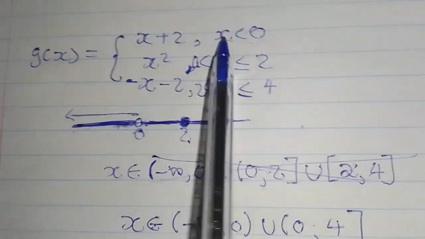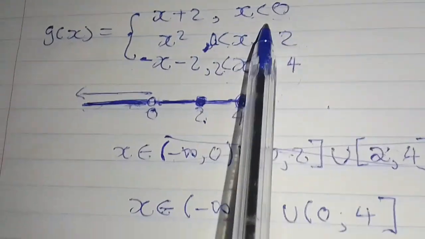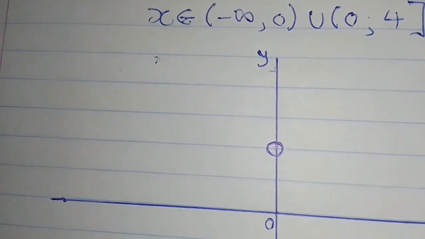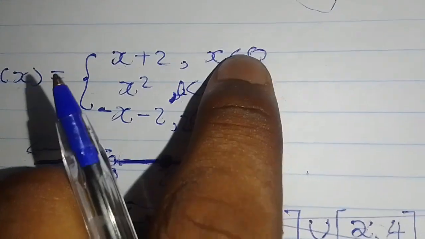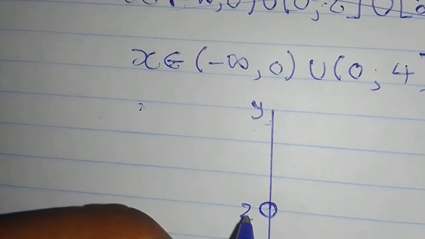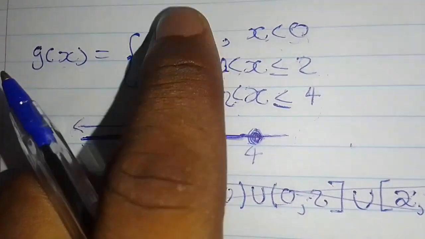So if we plug in 0 here, we get 2. So we expect 2 to lie somewhere there. And we're going to have an open region here. That's because we don't have an equal sign for where x is 0. And then we have 2 there. Here it's where y equals 2, because if you plug in 0 here, we get 2, right?